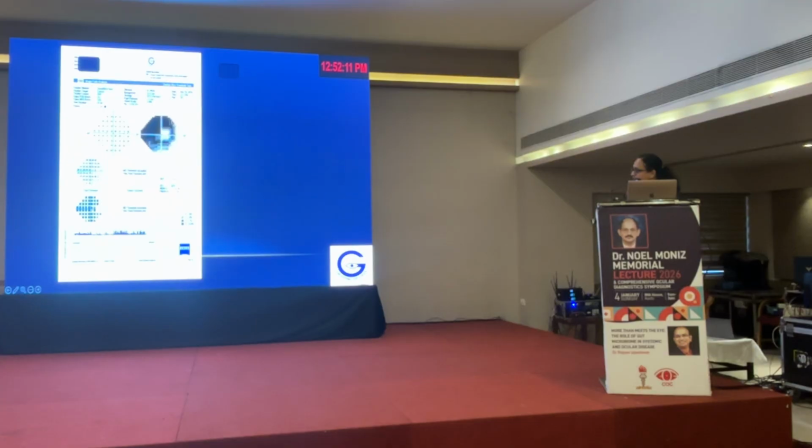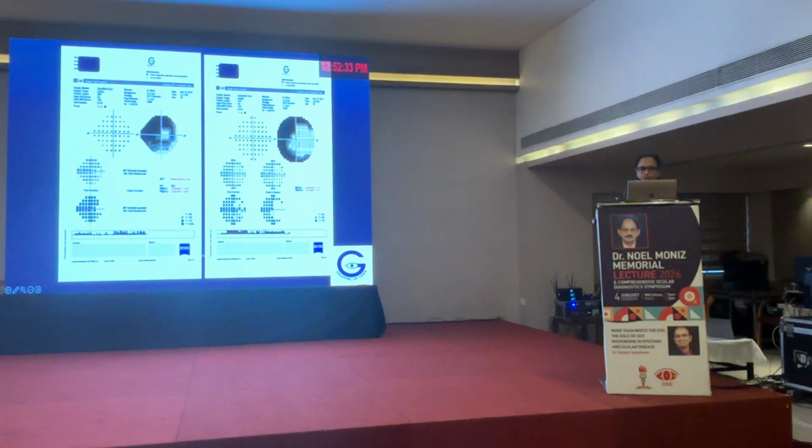And in this field, because the pattern deviation points are all very much low, you are not getting a pattern deviation probability plot. So in these cases, there is not much point in continuing with the 24-2 scan in the follow-up visits. You have to switch on to the 10-2 fields. Here it shows a biarcuate defect.